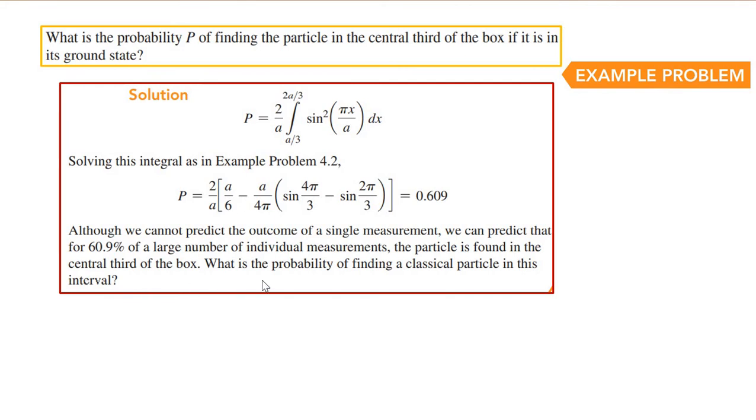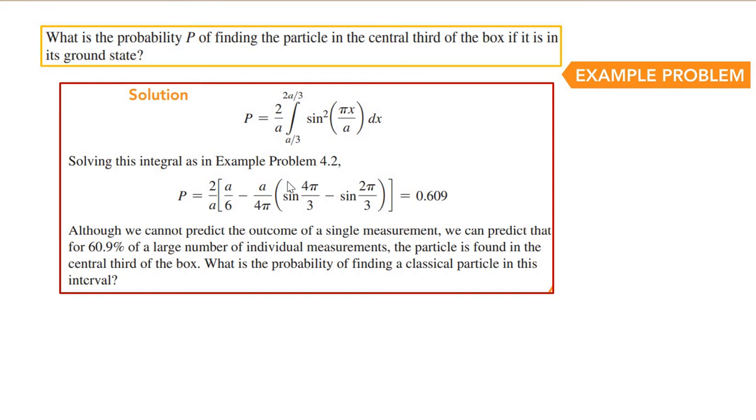It is a very popular problem in undergraduate courses and question papers: what is the probability P of finding the particle in the central 1/3 of the box if it is in its ground state? Central 1/3 means, if A is the length, from 1/3 of A to 2/3 of A. And what is psi square? Sin square pi x by A, because it is the ground state. Taking the square and multiplying by dx gives you the probability in a small volume. Now if you integrate, you will get the total probability in the given range asked in the question.